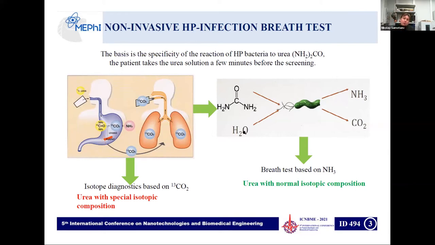And our motivation is in using this product, ammonia, and not the typical urea, which does not contain specific isotopes. We are trying to use in our work not specific instrumentation, only instrumentation which is possible to find on the wide market.